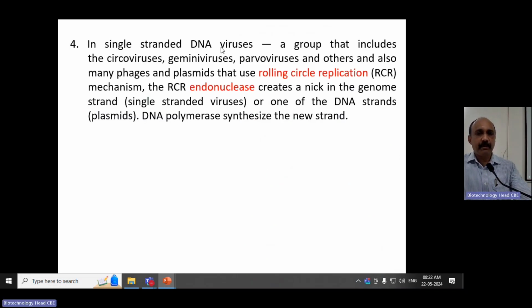So the single-stranded DNA viruses, the group that includes the circoviruses, geminivirus, parvovirus, and others, and many phages and plasmids, use the rolling circle replication mechanism. And this endonuclease creates a nick in the genome in the single-stranded viruses, or in one of the strands of the DNA in the plasmids, and the DNA polymerase synthesizes the new strand. So mostly whatever we have seen in the viruses is rolling circle replication, which is done by the endonucleases and the DNA polymerases.